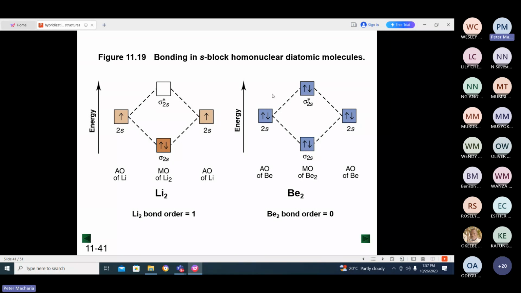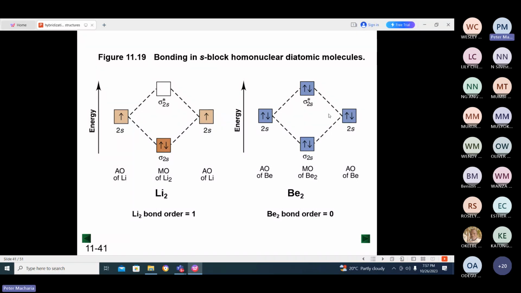So, bonding in S block homonuclear diatomic molecules. Suppose we try to look at bonding. For example, is it possible to have two lithium atoms bonding? Each would come with a single electron, and you'd have two electrons in the bonding and zero in the antibonding, and therefore the bond order is one.